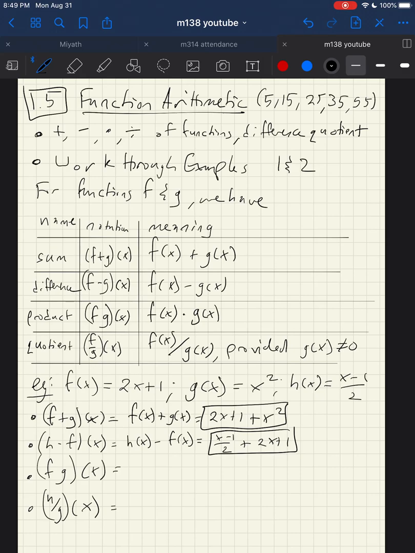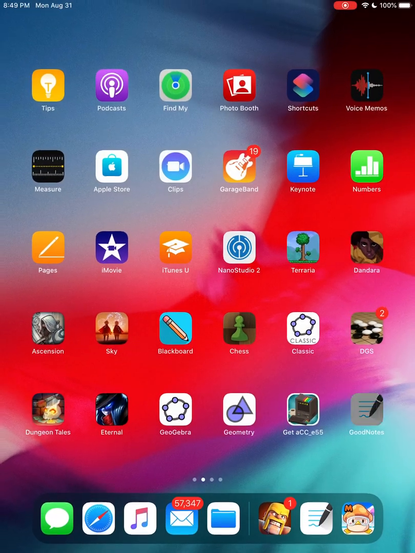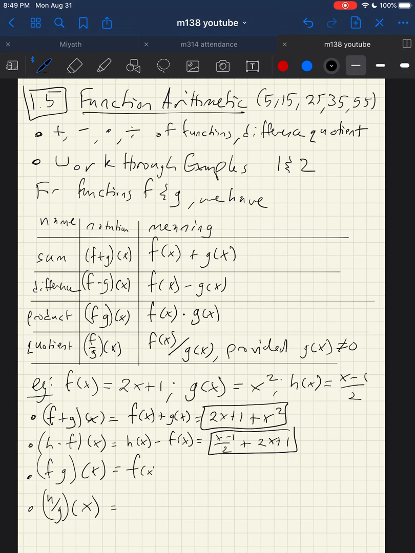Okay. Let's do f times g of x. So this is, oops, f of x times g of x. I bumped the little home key there. And this is going to be 2x plus 1 times x squared. We should probably simplify this out, shouldn't we? So this is going to be 2x cubed plus x squared.